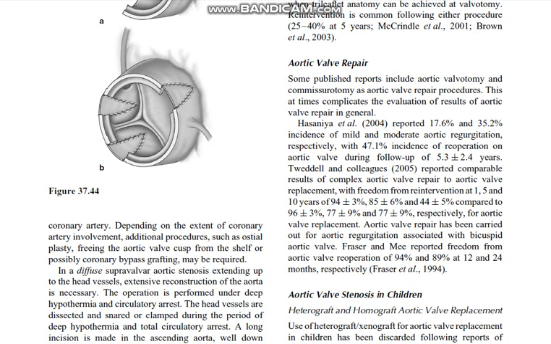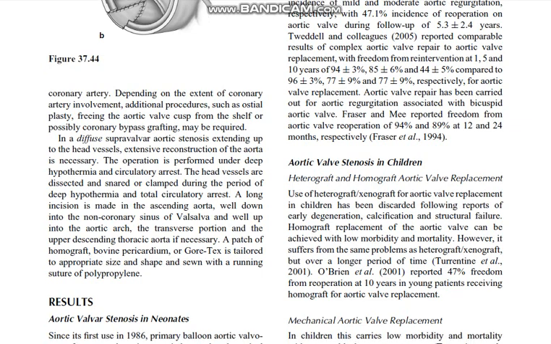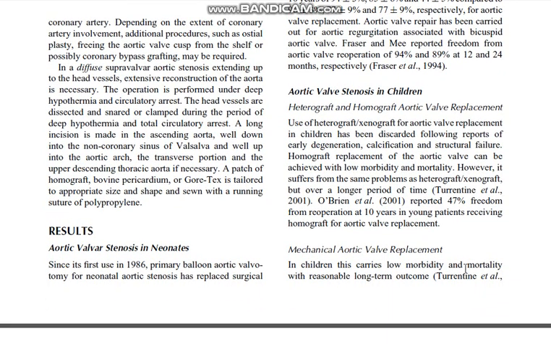Aortic valve repair has been carried out for aortic regurgitation associated with bicuspid aortic valve. Fraser and Me reported freedom from aortic valve reoperation of 94% and 89% at 12 and 24 months respectively. Aortic valve stenosis in children. Heterograft and homograft aortic valve replacement.